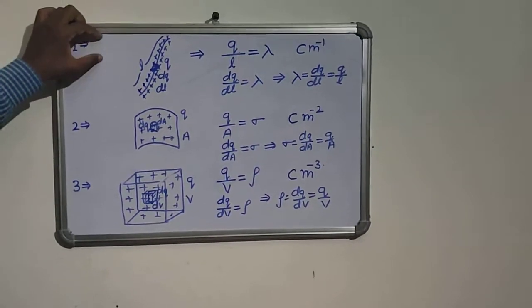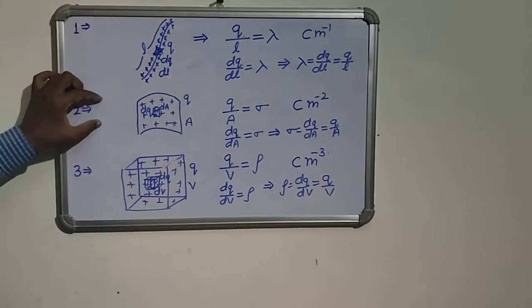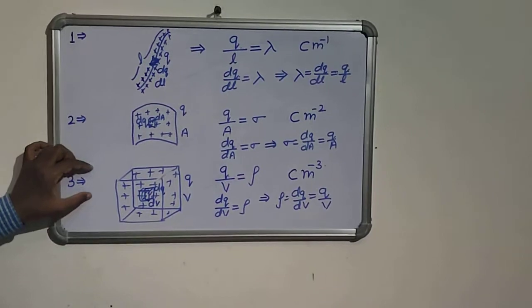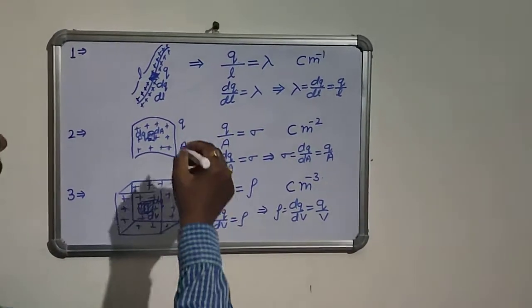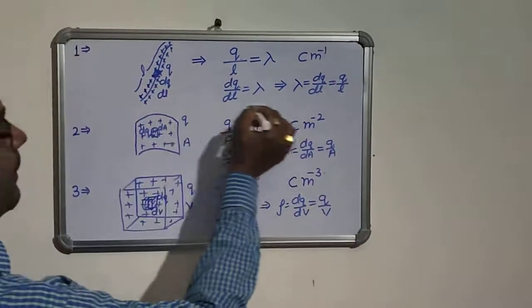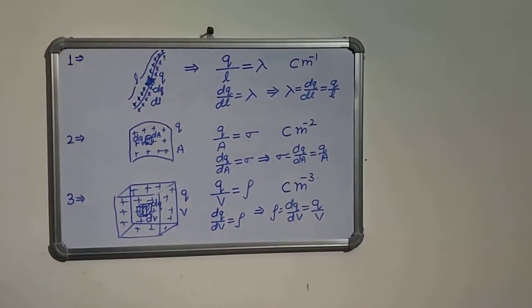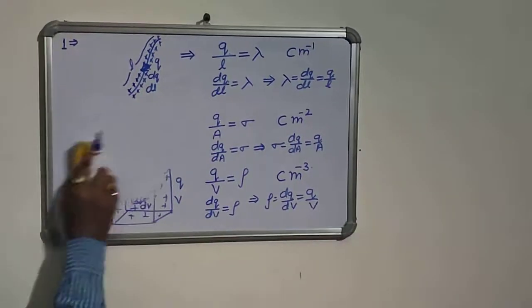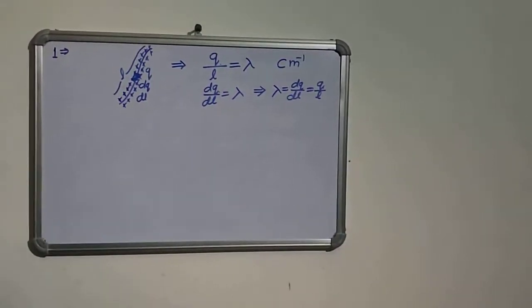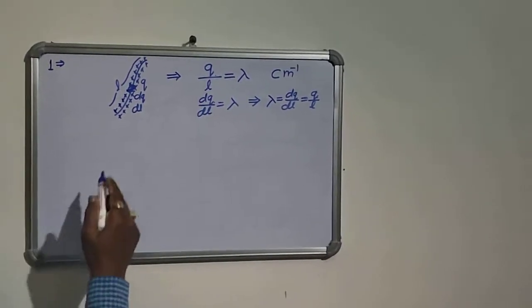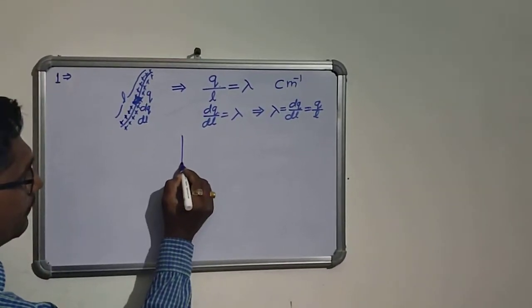I repeat, first is the linear distribution of charge, second is the surface distribution of charge, and third is the volumetric distribution of charge. Now we have to discuss the mathematical form in detail. First case, linear distribution of charge.